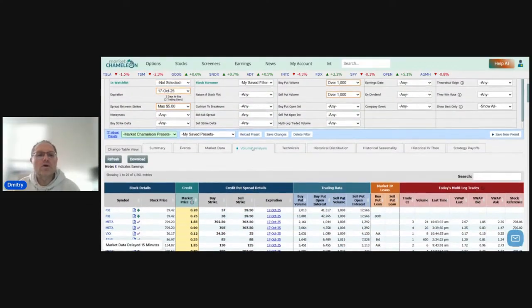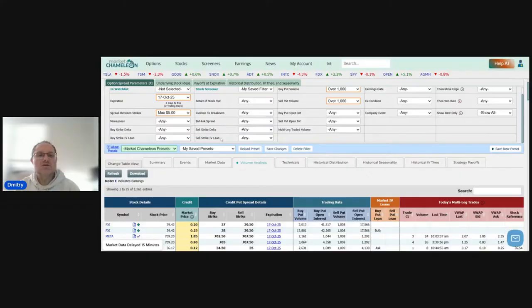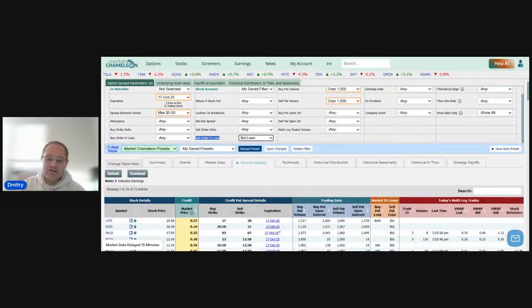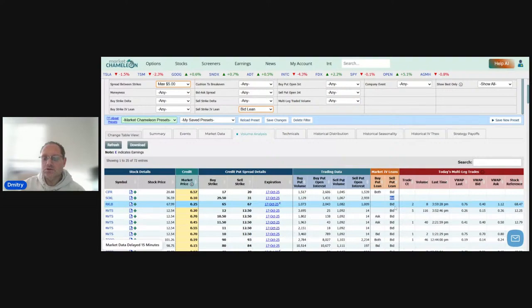So we're going to look for on the buy strike. Oh, I'm sorry, on the sell strike. We're starting on the sell strike. Hold on a second here. Sell strike lean. We want a bid lean. We want to see where the market is leaning in using the bid side, a competitive bid. Let's do that. Now we're going to filter out. Now we have 72 of these. So you could see that on the sell strike, there's a bid lean.